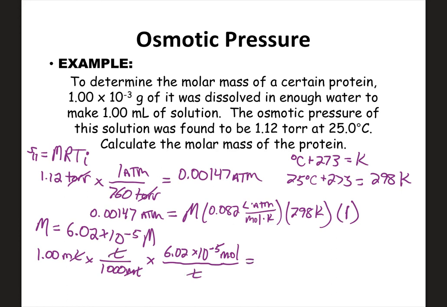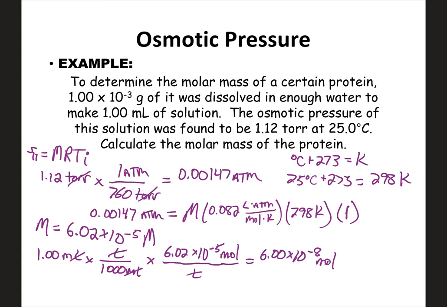When you plug and chug this, you get 6.00 times 10 to the minus 8th moles. That would be the moles of your solute. Remember, molarity is moles of solute per liter of solution. So the solute is the protein. You have the grams of the protein from the original problem.